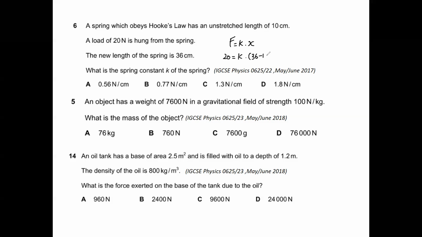So this one becomes 26K equals 20. So K equals 20 over 26. So K equals 0.769, and then we round it off, so it becomes 0.77, and the unit is Newton over centimeter. So B.